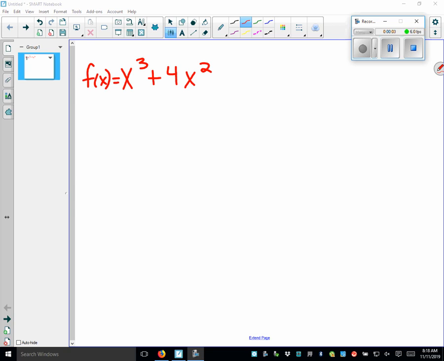What is the domain? Everyone's subscribed to this. What is the domain? Let's go with it. Negative infinity to infinity. It doesn't have anything in the denominator or anything under a radical, and it's not a trig function.